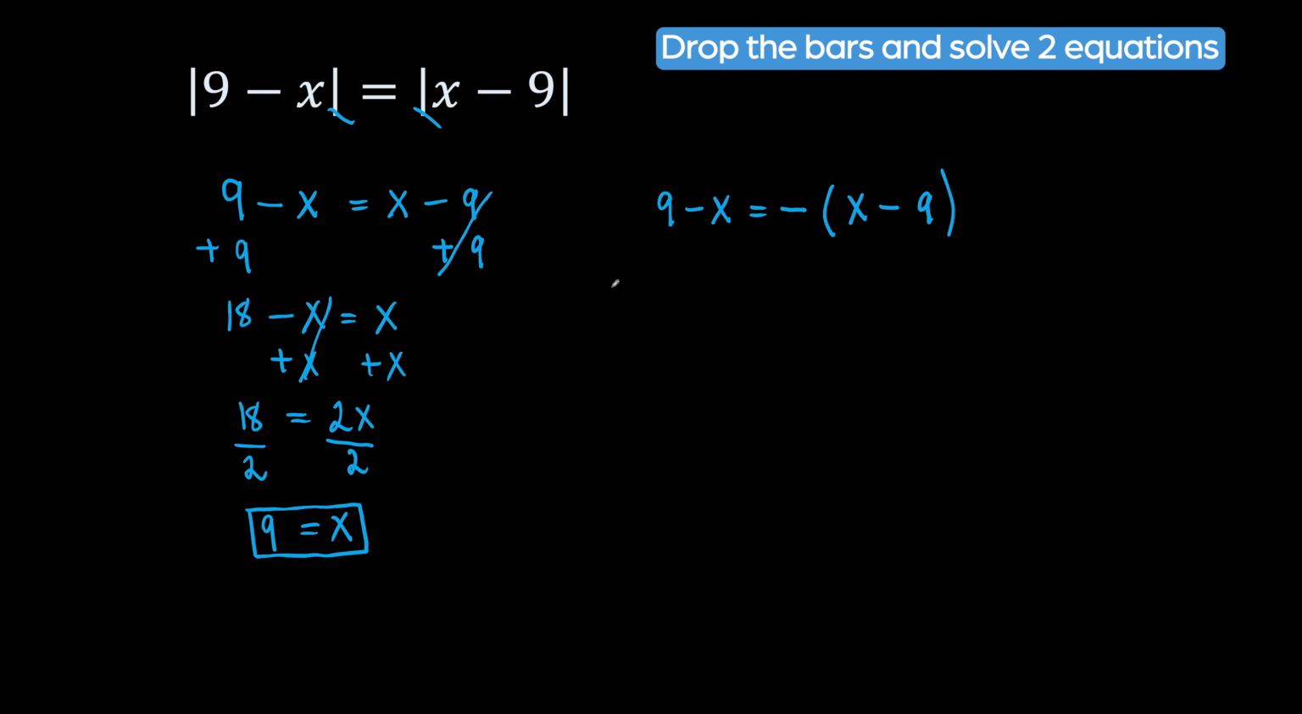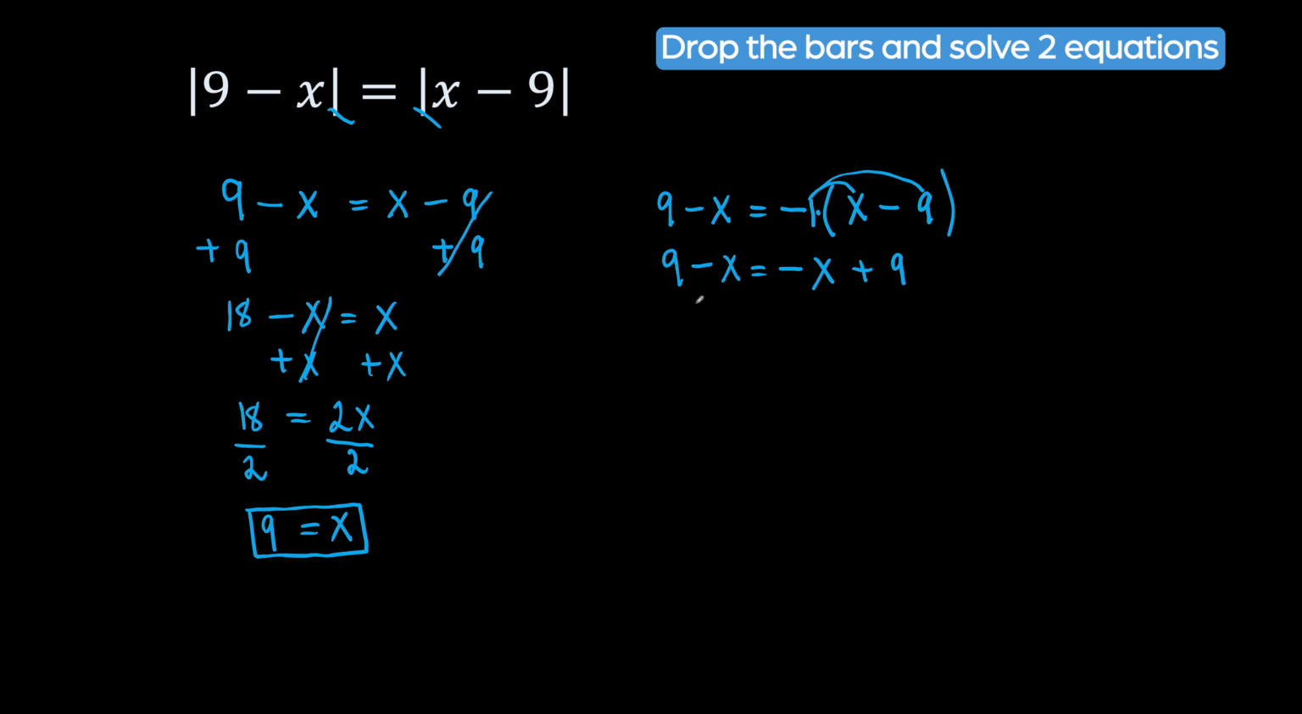Very good. Now let's solve the second equation. We have to distribute this negative. We can think of it as negative 1 times everyone in the parentheses. Now let's distribute this negative 1. 9 minus x is equal to negative 1 times x will be negative x. Negative 1 times negative 9 will be positive 9. Be careful with those negatives.